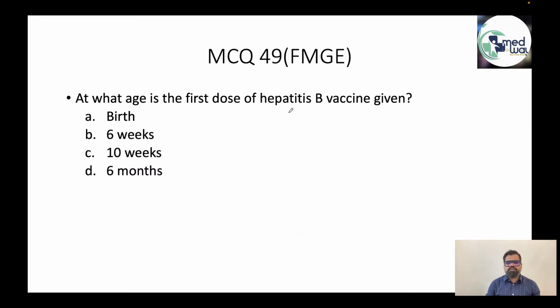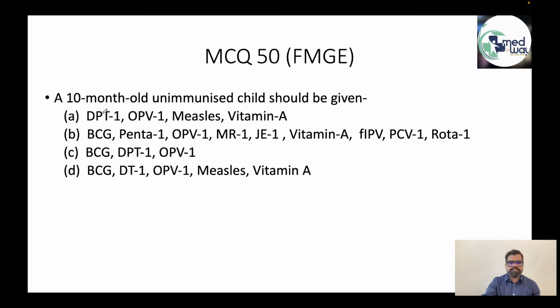At what age is the first dose of hepatitis B vaccine given? We all know this is given at birth. I don't want to waste time here. Now, a very tricky one. A 10-month-old unimmunized child should be given. So you are at a PHC. A 10-month-old child comes and he has not received any vaccine. So what all vaccines should he receive?